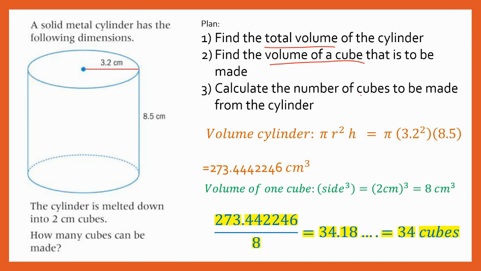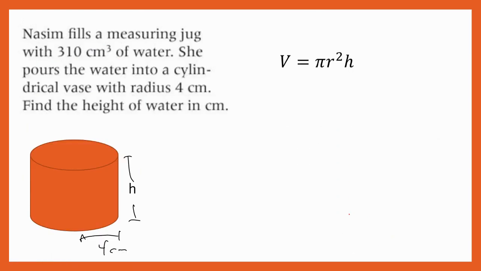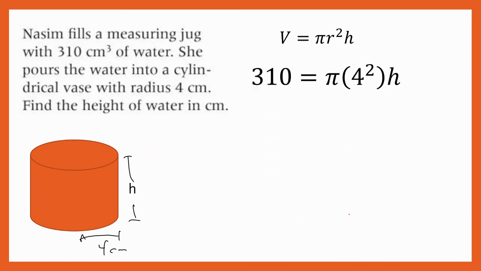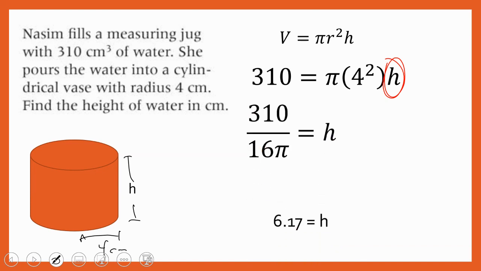We can't make 35 because we don't have enough. You've got to round down, and that's what rounding would have told you anyway. But just in the context, you've got to think about appropriate rounding. You can't make 35 cubes if you don't quite have enough material for that 35th cube. And last one here, again, this one is fairly straightforward, just solving for a different piece of information in the formula, solving for h, given the volume and the radius.